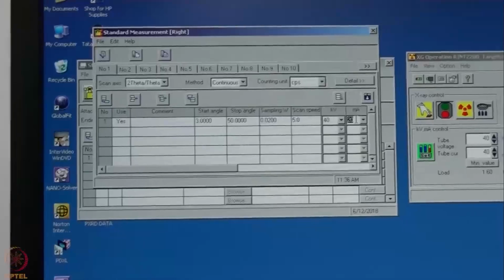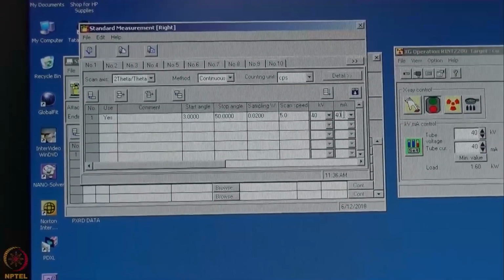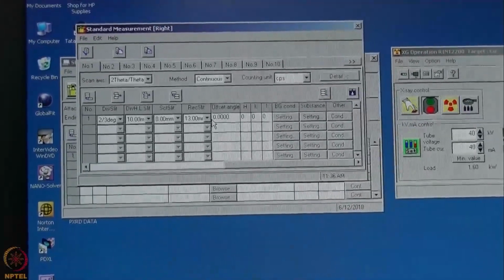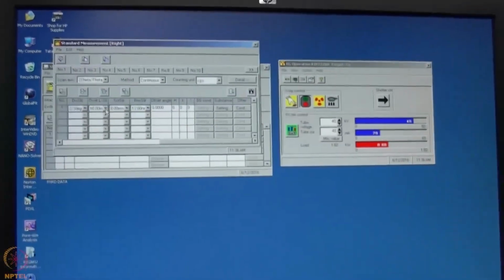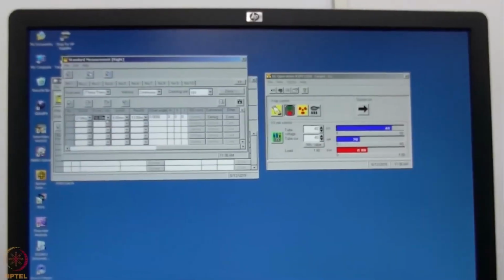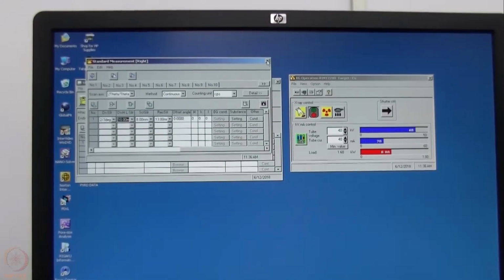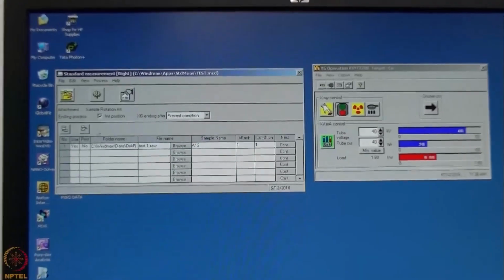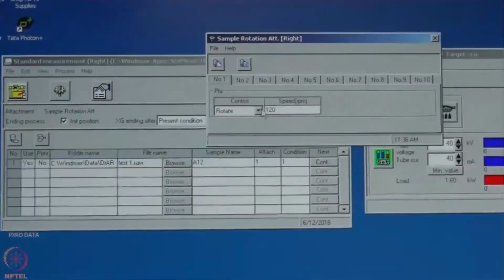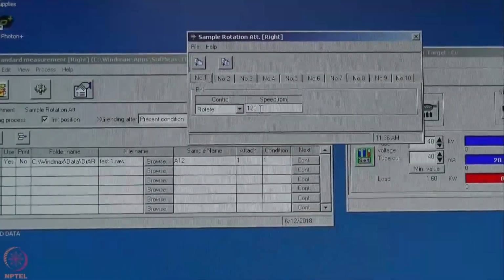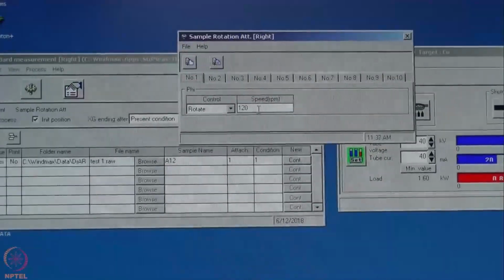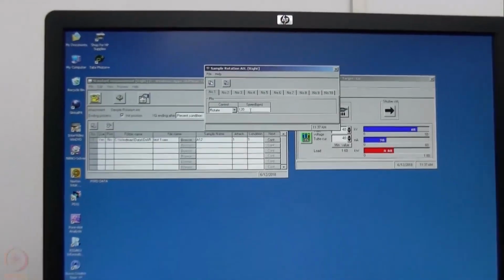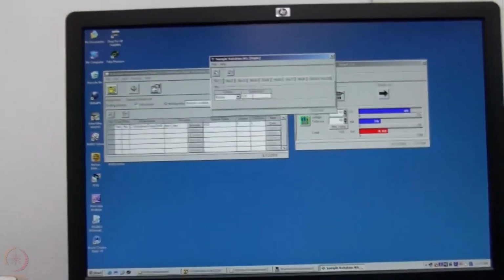Change the current here to 40 milliamps, and these are the default settings of different slits that I have shown on the diffractometer, and as long as we don't change the slits, we don't change any of these numbers. So this is the window where we set up the data collection strategy, and from here we ascertain that the sample will be rotated by 120 RPM during the data collection. That means the sample will rotate in a horizontal direction at 120 rpm during the entire span of data collection.